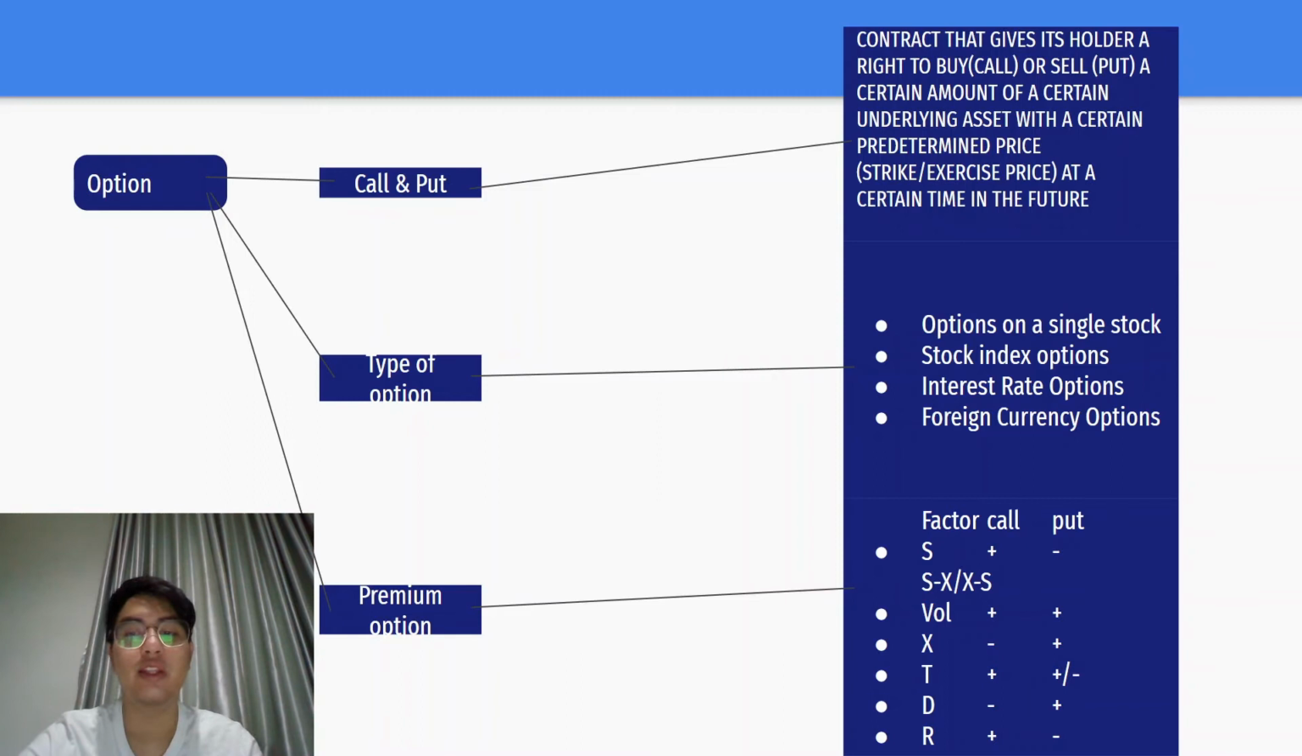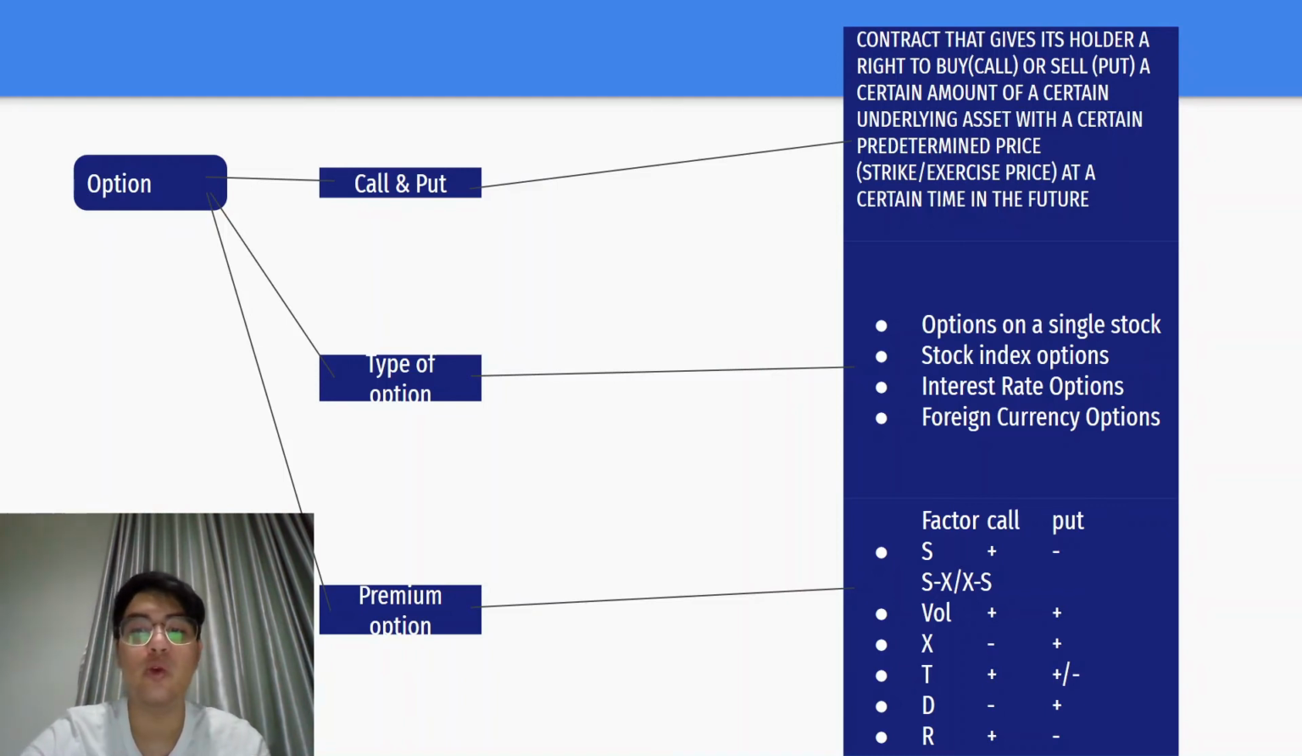Second is volatility. Because of uncertainty, any call or put option can have a positive effect, so both are positive. And then X, as mentioned before, as S minus X and X minus S is the formula, so on call the X will be negative and on put the X will be positive.